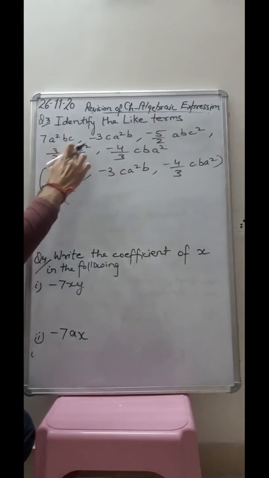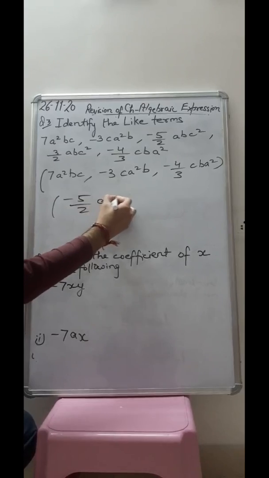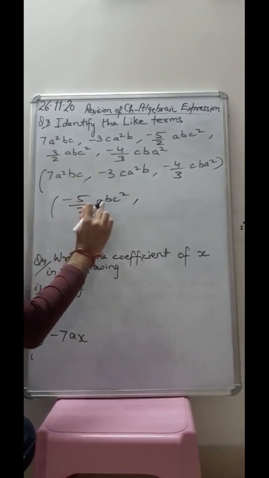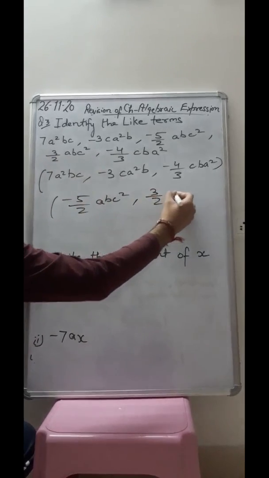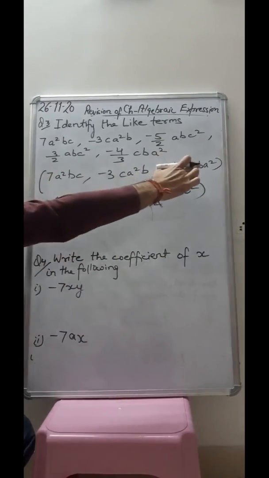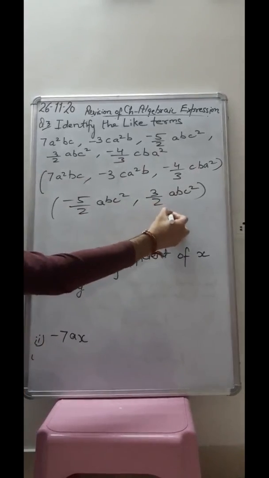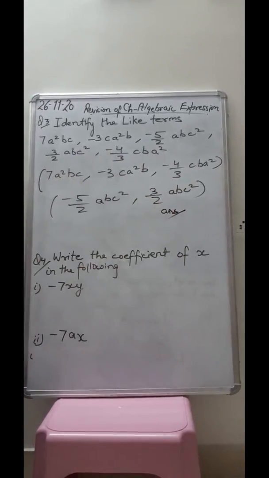This is also ABC square. So the next pair is minus 5/2 ABC square, and the like term of this is 3/2 ABC square. So in this way, the first like terms are this, and the second are this. So in this way we can identify the like terms.